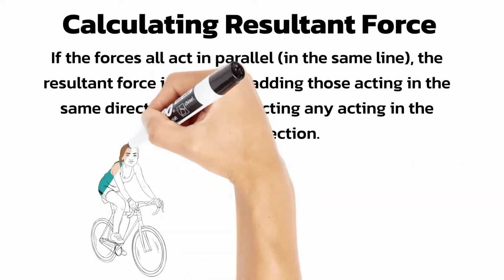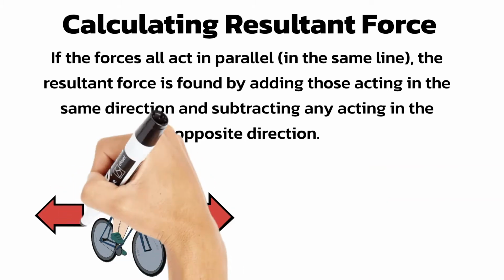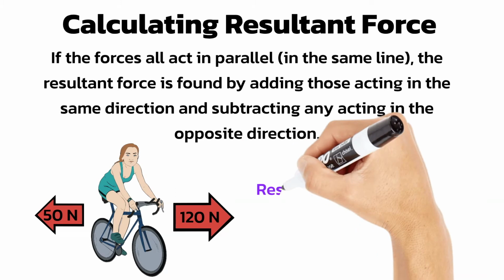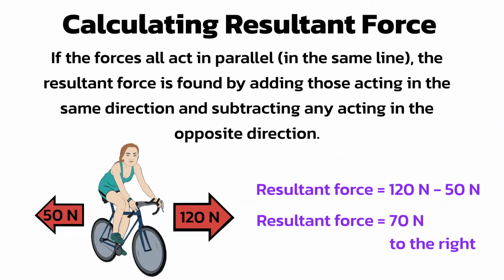In this example, Emma is applying a forward force of 120 newtons to her bike and the air resistance provides a force of 50 newtons in the opposite direction. In this case the forces need to be subtracted to give a resultant force of 70 newtons to the right.